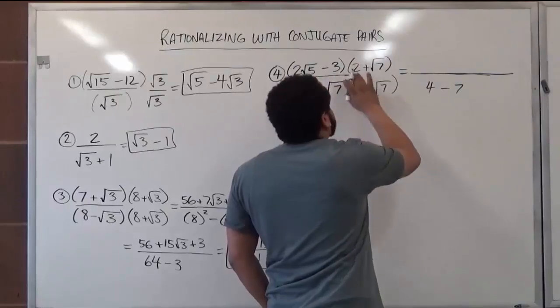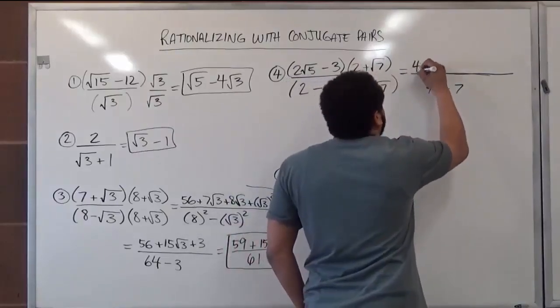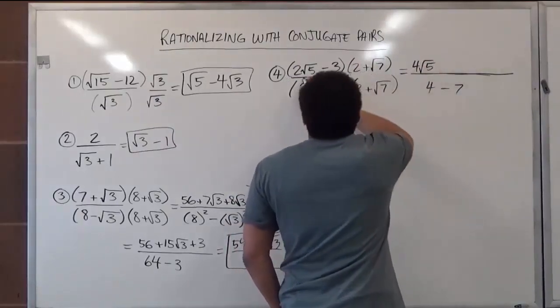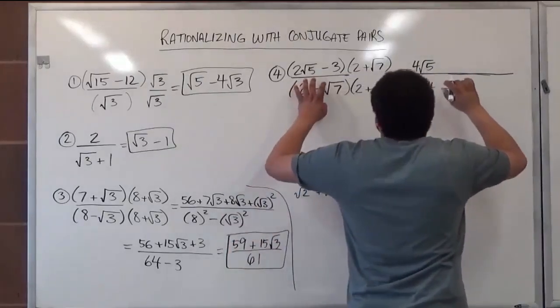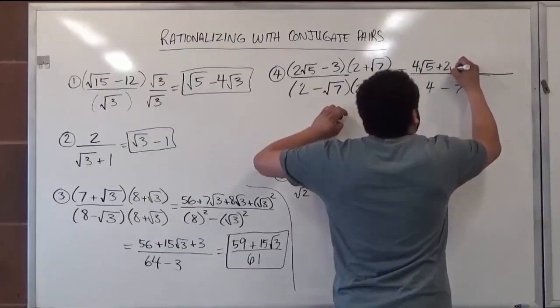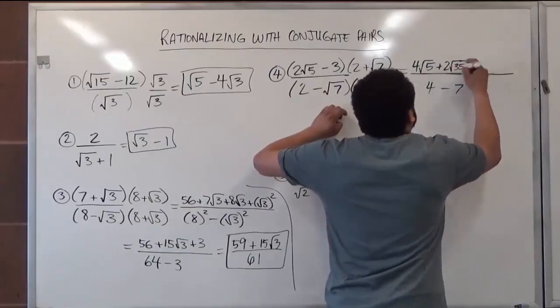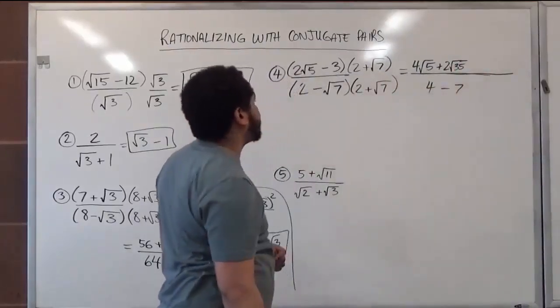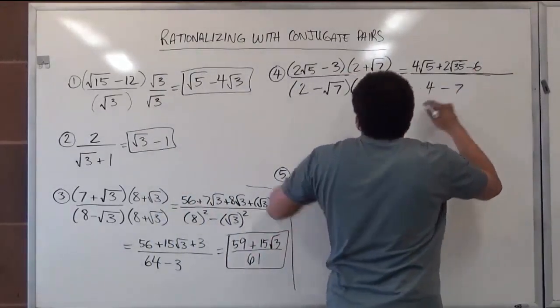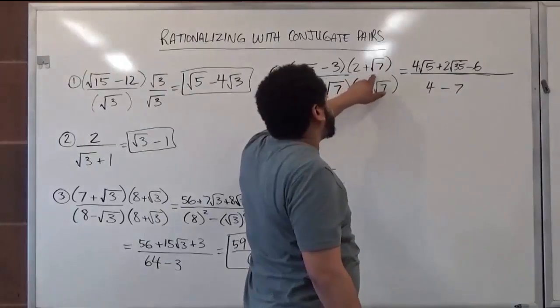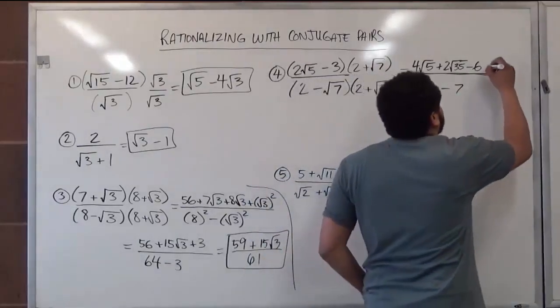So 2 radical 5's times 2 is 4 radical 5's. 2 radical 5's times positive radical 7, that's going to be 2 radical 35's because we're multiplying the insides of the radical together when we're doing that. Then we have negative 3 times 2 is negative 6. Negative 3 times radical 7 is negative 3 radical 7's.